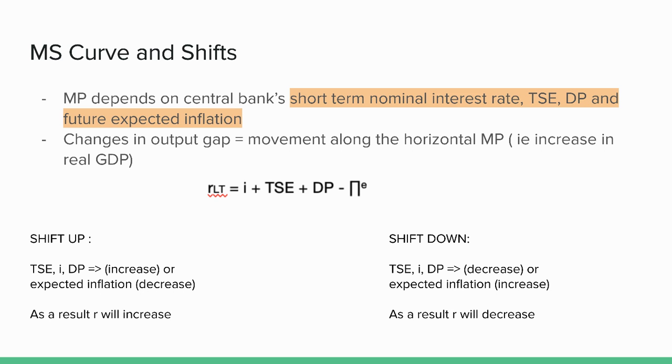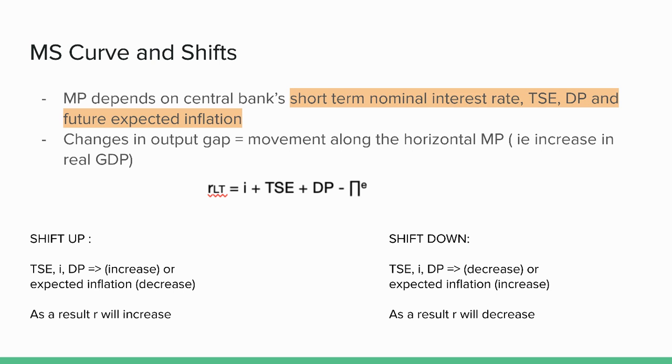So what shifts our MP curve? MP depends on the central bank's short-term nominal interest rate, TSE, DP, and future expected inflation. So a change in the output gap is equal to movement along the horizontal MP, which is an increase in real GDP. As we discussed in the formula, a shift up in our MP curve is when the TSE, interest rate, or DP increase, or expected inflation decreases.